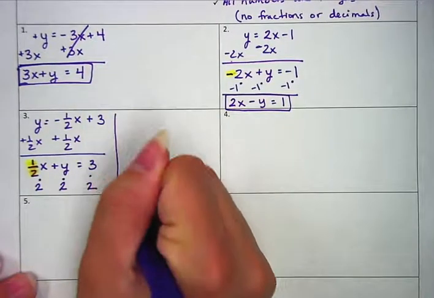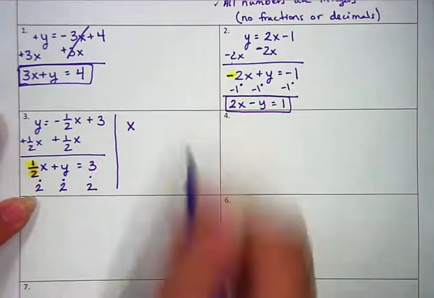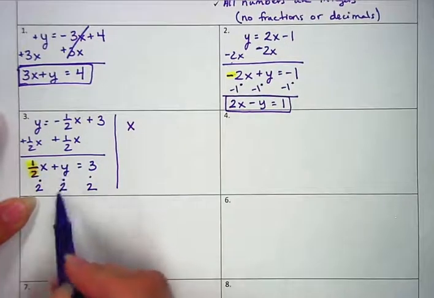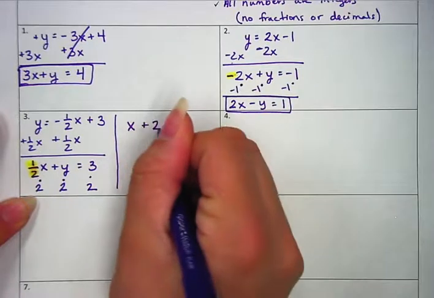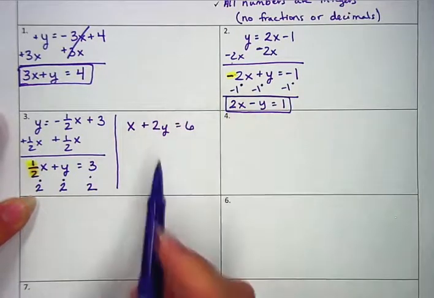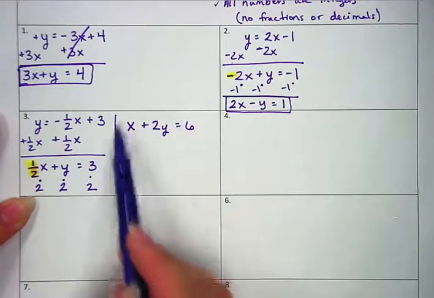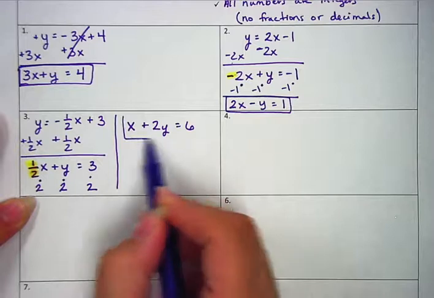So when I multiply everything by 2, 1/2 times 2 is 1x, or just x. Y times 2 is positive 2y. And 3 times 2 is 6. Okay, then we check again. Are they integers? Yes. Is x positive? Yes. We are done.